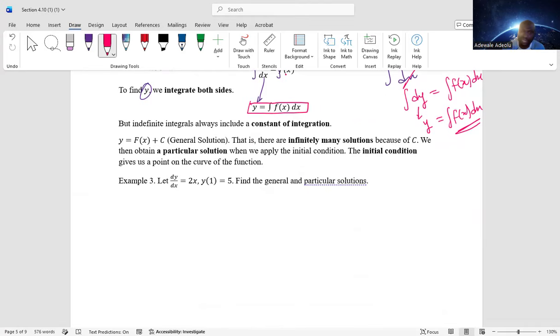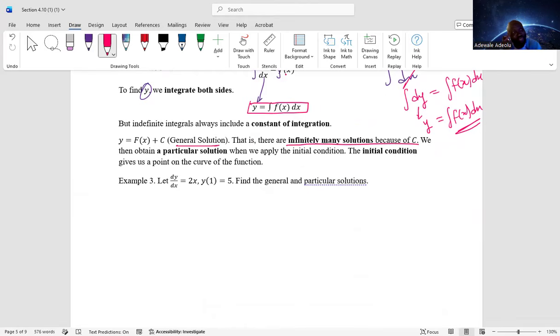And what does that mean? Like I said the other time, it is called the general solution. That is, there are infinitely many solutions because of that constant. Now, it is possible that we are just interested in a particular situation. So we call the solution we have in that case a particular solution.